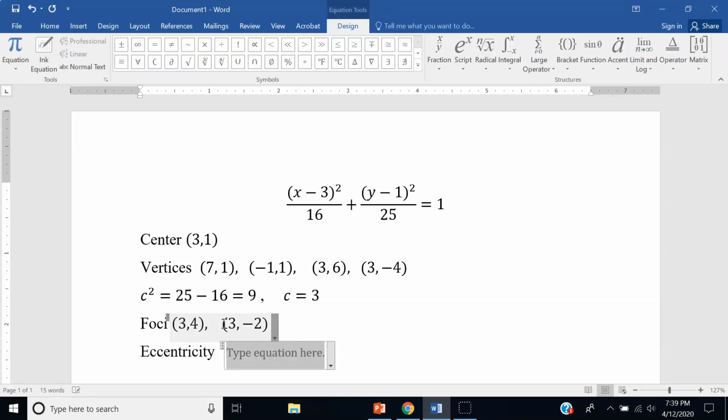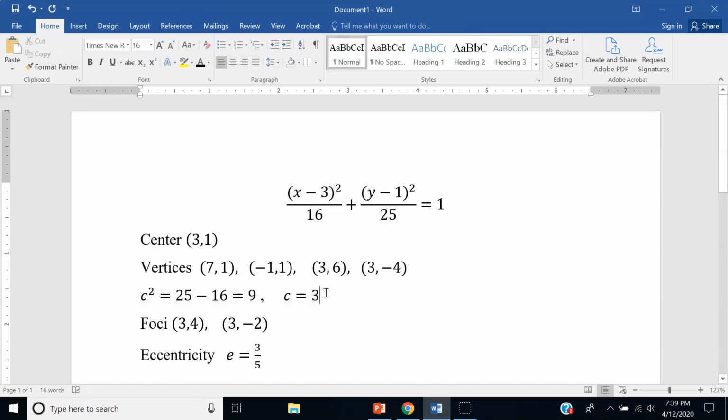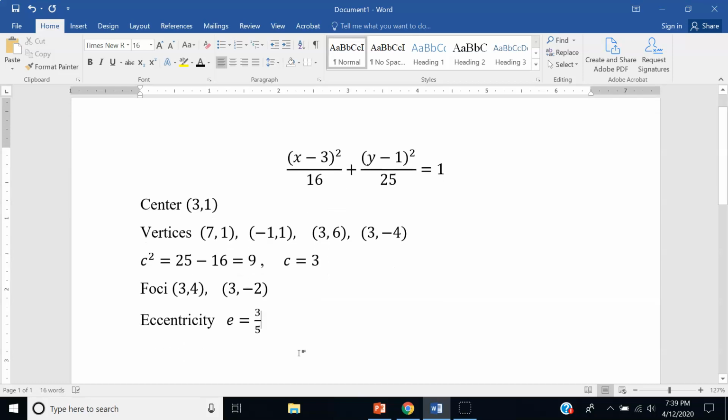Eccentricity, well, that's a simple thing. That's just c over a. So in this case, c is 3 over a, which is 5. So the eccentricity is 3/5, which is a number less than 1. By the way, we always call c the positive root of whatever this number happens to be, and a is always the positive root of whatever that number happens to be. So eccentricity is always going to be positive, but it's always going to be less than 1 for ellipses.